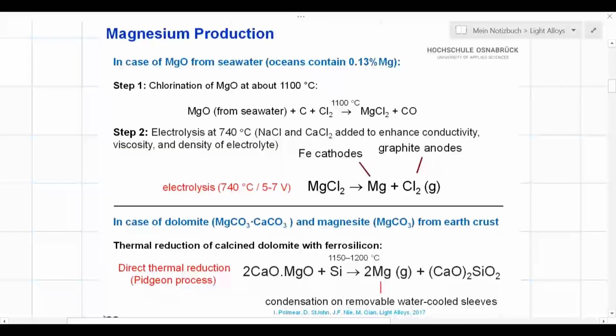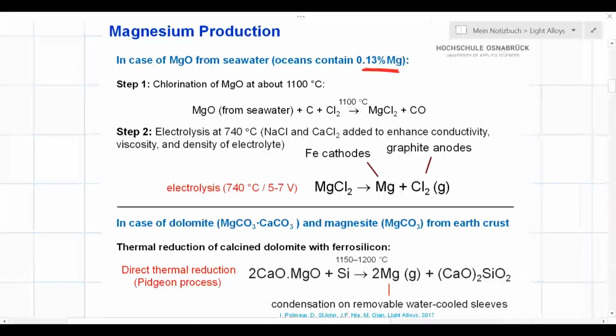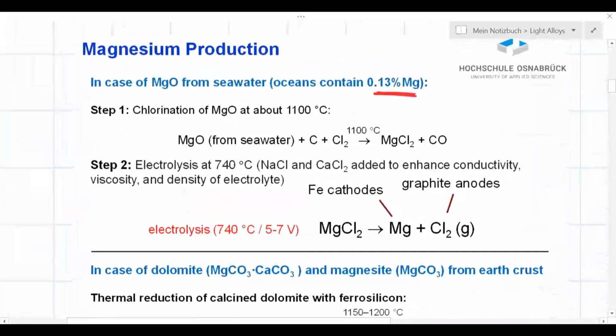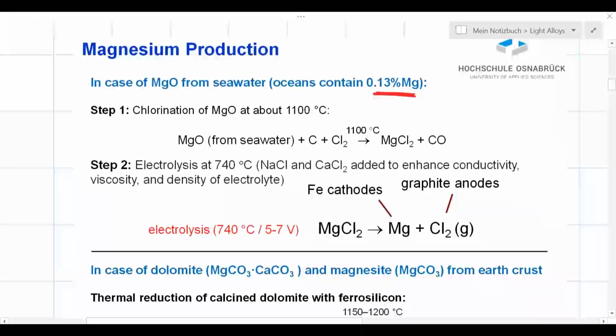So magnesium could be produced from seawater, because seawater has a magnesium content of 0.13 mass percent. Right? And that is a huge amount. Just think about the volume of seawater available to us. We can extract a lot of magnesium from seawater. And the method in order to get magnesium from seawater, and I think this is the main source of magnesium nowadays, right? Processing of seawater. We need to get magnesium oxide from seawater to mix it with chlorine.